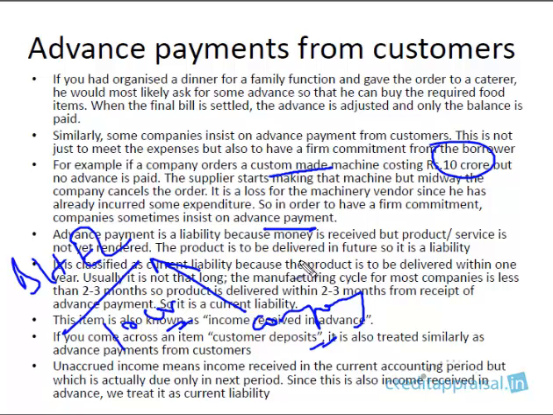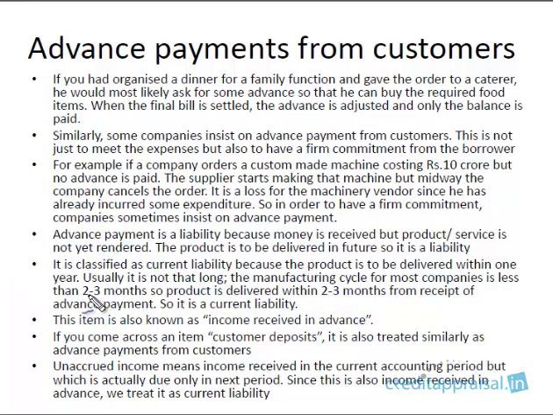But whenever they receive that payment, they owe the product or service to the customer. So it is a current liability. Why current liability? Because it is to be delivered within 2 to 3 months, or maximum less than 1 year. Now this item is also known as income received in advance. Both mean one and the same. Then if you ever come across an item called customer deposits, it's also treated similarly to advance payment from customers and classified as current liabilities. Then there is another item called unaccrued income.